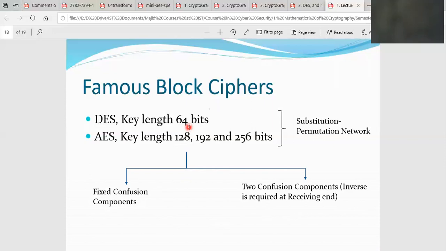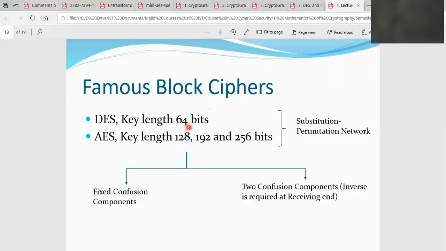So, dear students, I hope you are enjoying, and in the next session we will discuss an introductory lecture about modern block ciphers, which are DES and AES.